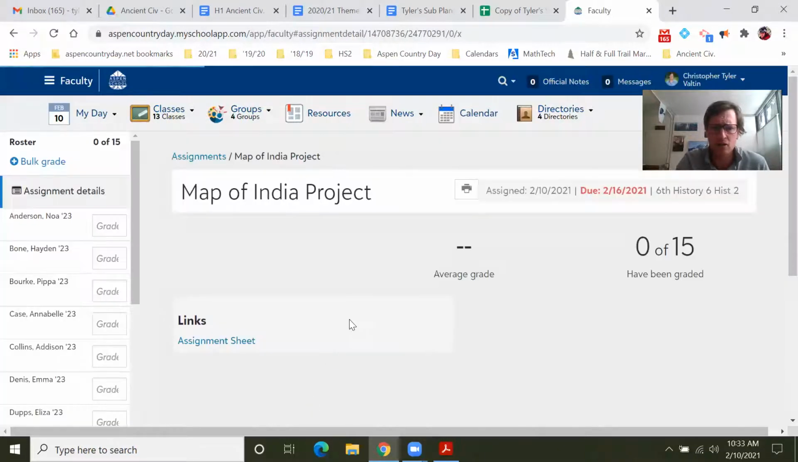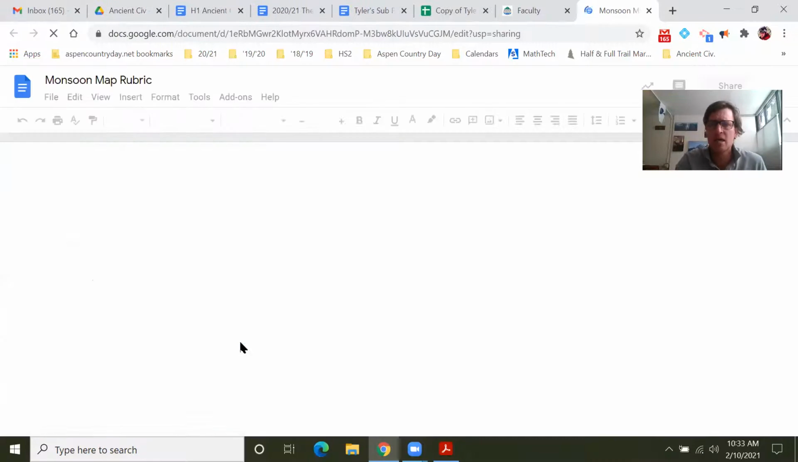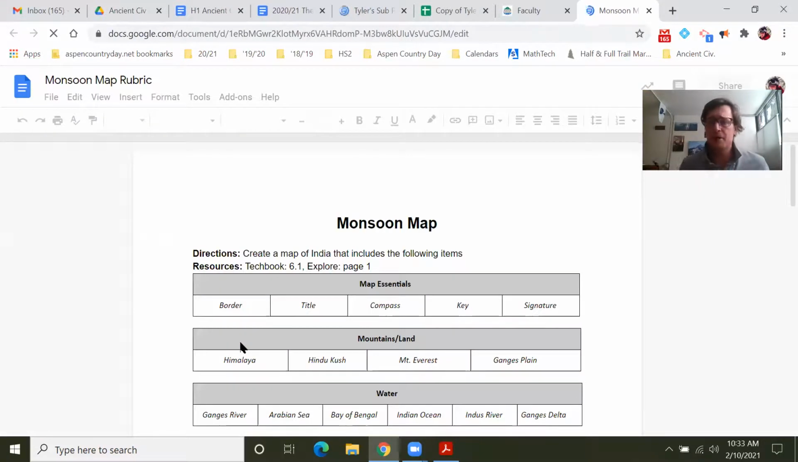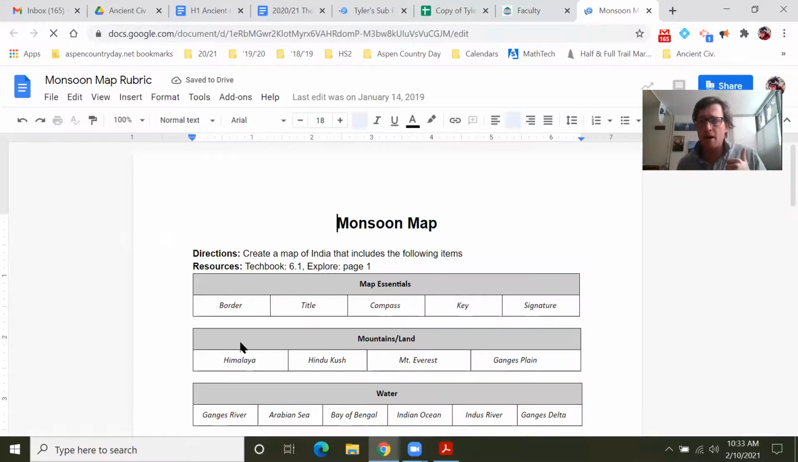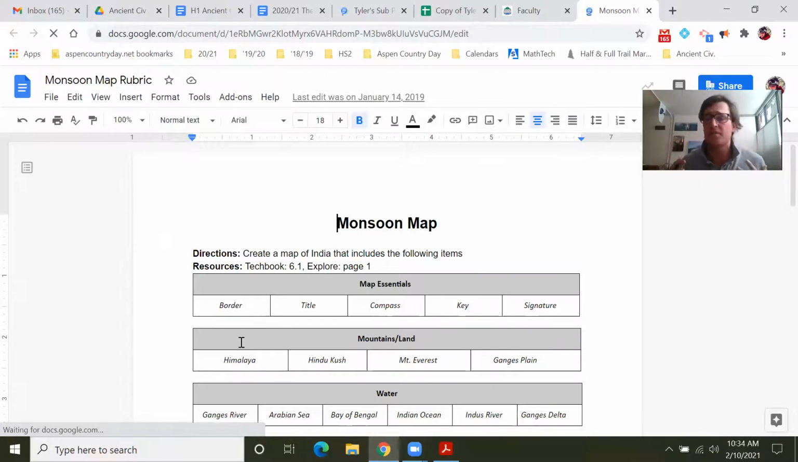And let's go ahead and look at the assignment sheet. This is going to look very familiar to your map of the ancient world and your Egypt map. I'm basically giving you a list of things to include in your map. You're going to freehand this. Everyone's is going to look a little bit different. Plan it out. Understand where these geographic features are and how you are going to represent them.